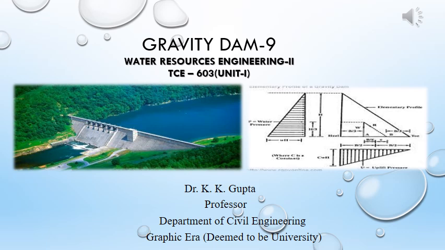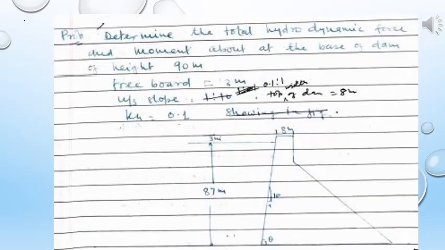After knowing the theory part of the gravity dam, now we will discuss some numerical solutions to check the stability of the dam. Here the problem is to determine the hydrodynamic force and the moment about the base of the dam of height 90 meter, with 3 meter freeboard, and upstream slope 0.1 to 1.